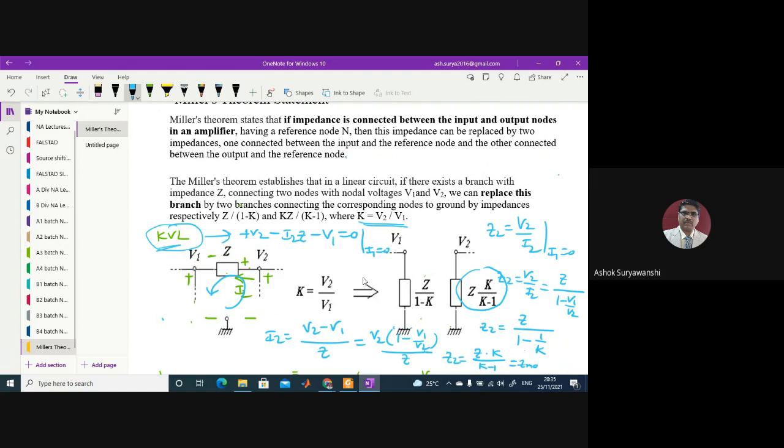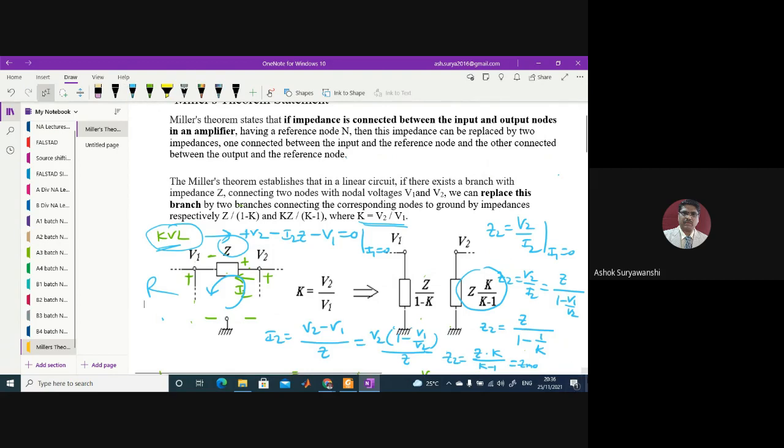Again here, if instead of Z there is R, then you can just replace Z by R. So R2, which becomes RMO, will be equal to R into K upon K minus 1, where K is the output voltage by input voltage, that is the voltage gain, and R is the feedback element value. So I hope this is clear to everyone, right?